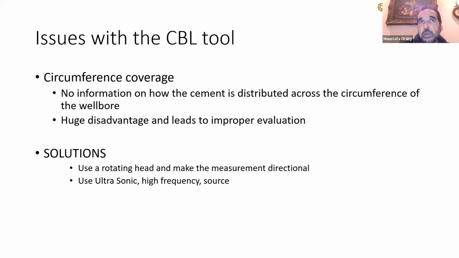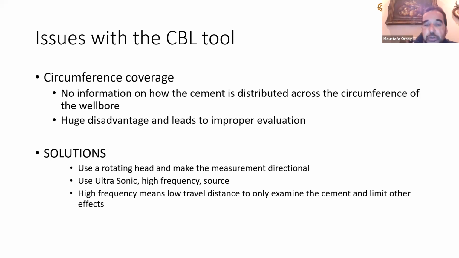Okay, ultrasonic means the frequency is very high, so the wavelength is very small. When the wavelength is very small, I can cover only the zone of interest, which is the zone that has the cement in it. So ultrasonic is the one that we use, a very high frequency source, to consider only the zone that has the cement, and there's no need to go deeper into the formation. Okay, so high frequency means low travel distance, to only examine the cement and to limit other effects.